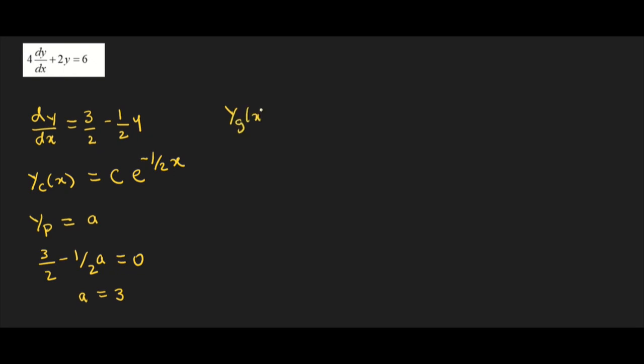Our general solution for equations of this kind is the sum of the complementary function and the particular integral. So we have yg equals yc plus yp, that's equal to c e to the minus a half x plus the constant term 3. Now notice that we still have a constant of integration we'll need to eliminate here.